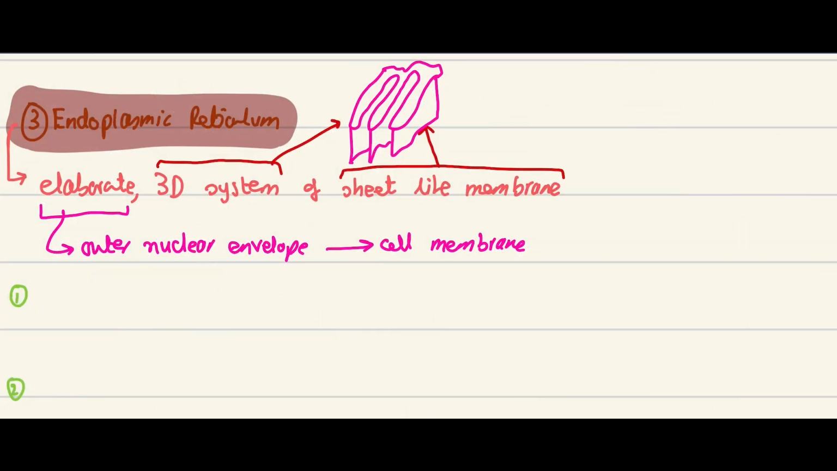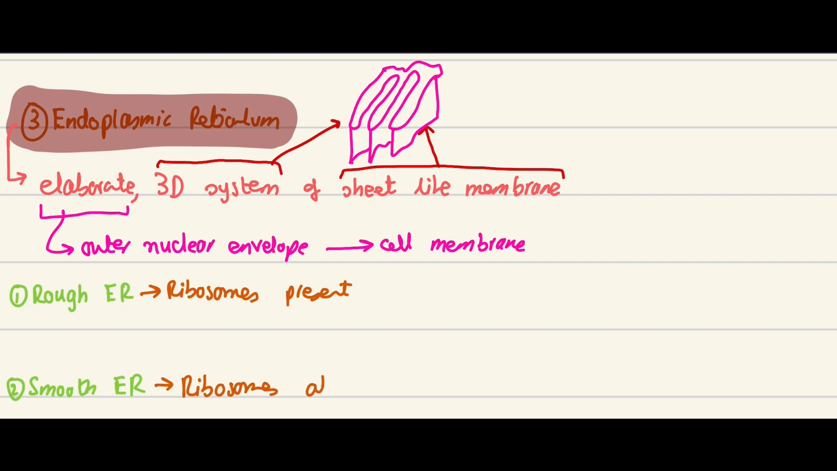Okay, so talking about the different types of endoplasmic reticulum, we have the rough endoplasmic reticulum and we have the smooth endoplasmic reticulum. ER stands for endoplasmic reticulum. So rough means it has ribosomes present, which gives it a rough appearance under a microscope, and smooth means these ribosomes are absent. It's pretty simple. That's why it's smooth.